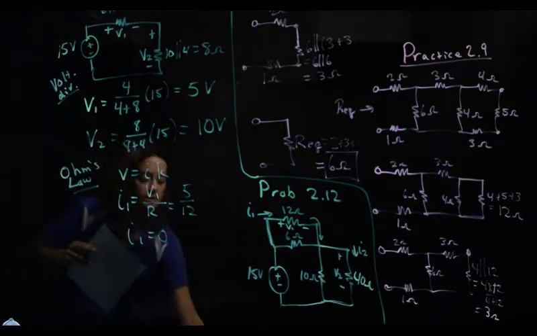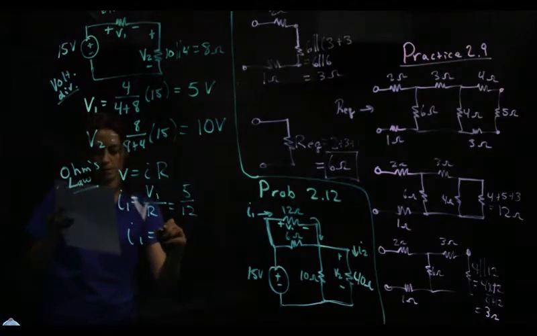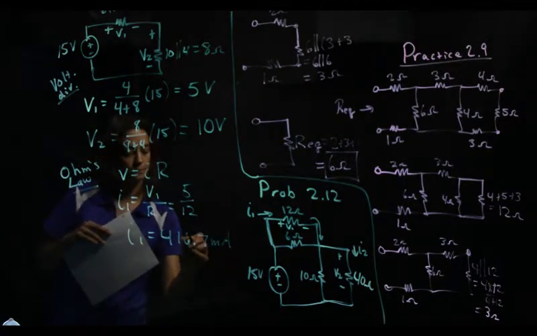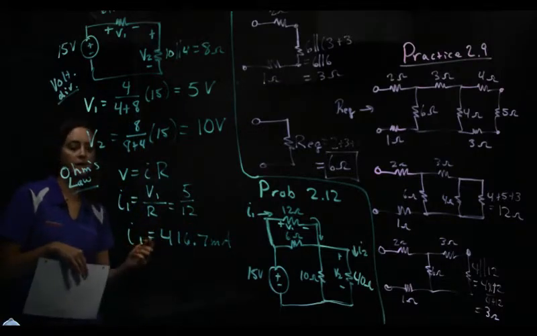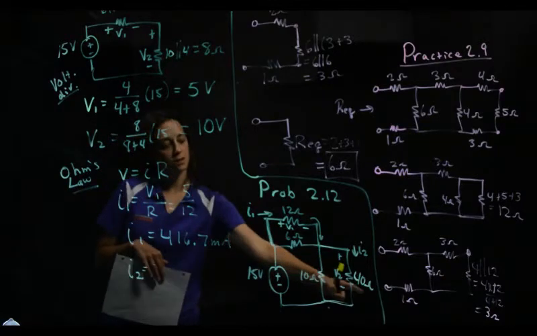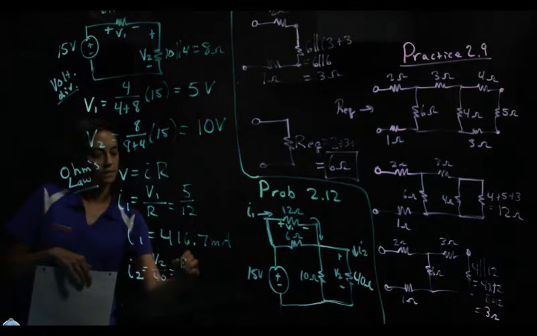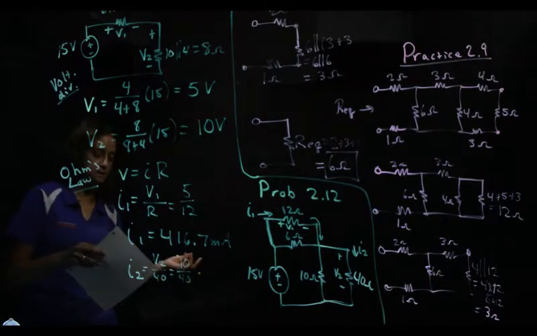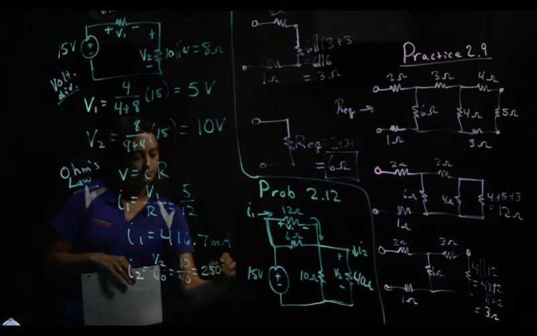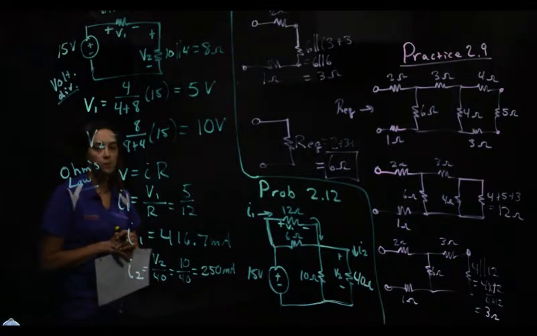I don't want to write it as 0 point something. Remember, we want to use milli when we can. So that's 416.7 milliamps. I'm going to do the same technique to find I2. So I2 is going to be V2 divided by 40, or 10 over 40, or it's at 250 milliamps. So there's I1, I2, V1, and V2.